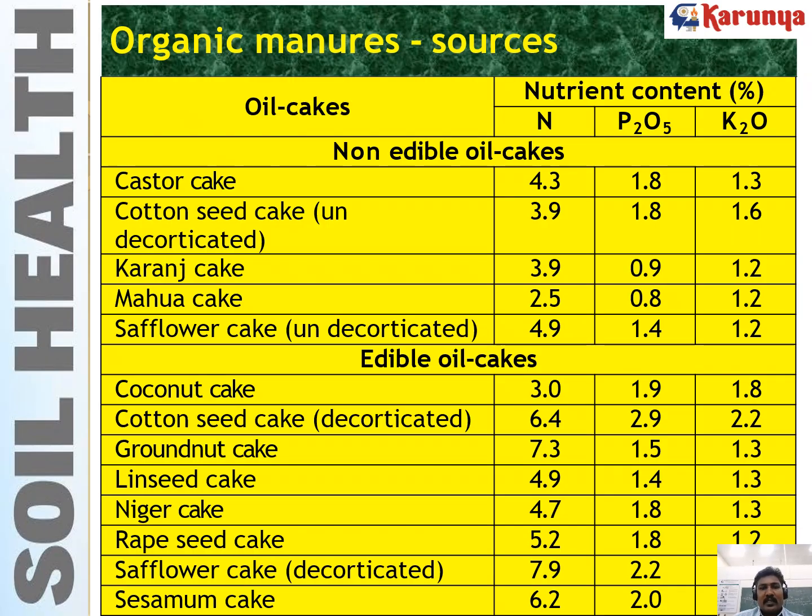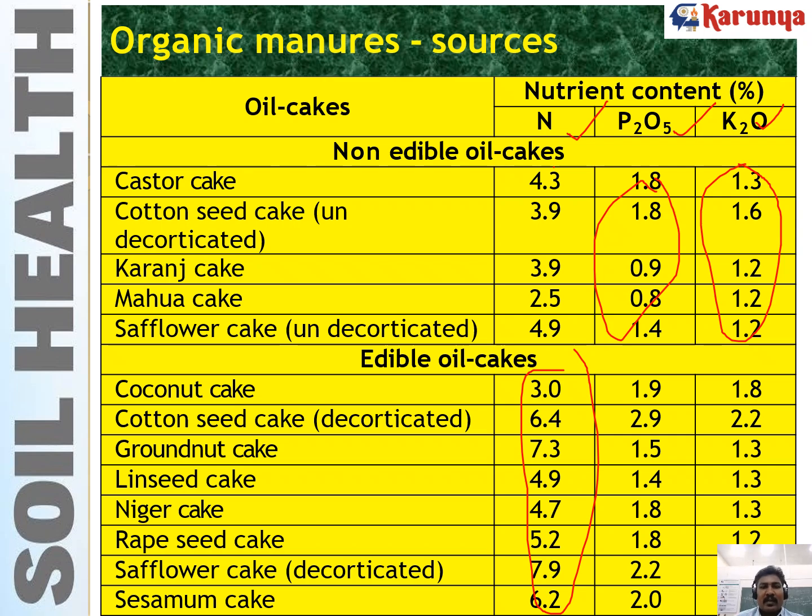You can see the nutrient concentration of the organic manures, both edible and non-edible oil cakes: castor cake, cottonseed cake, karanj cake, mahua, safflower cake. Their nitrogen, phosphorus, and potassium content, when compared with fertilizer, is somewhat lesser, but their effect is much better than inorganic fertilizer on a long-term basis.